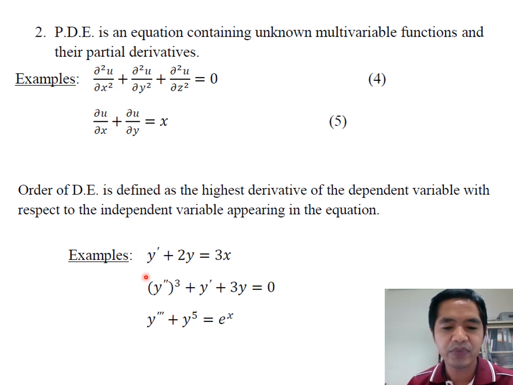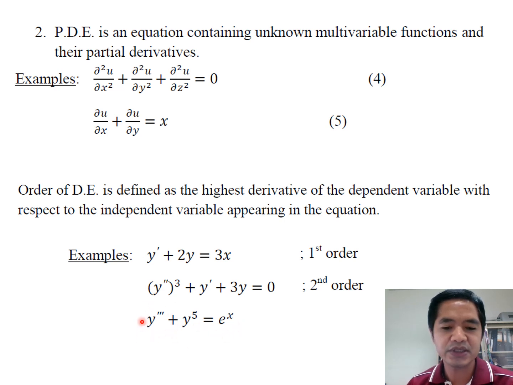Okay, let's take a look at an example. In the first equation we have y prime plus 2y equal to 3x. When we look at the highest derivative, which is y prime here, this is only the first derivative, so this is first order. In the second example, we have y double prime, in parentheses, to the third, plus y prime plus 3y equal to 0. Here y double prime is the highest derivative, so this equation is second order. And in the last example, we have y triple prime plus 3y to the fifth equal to e to the x.